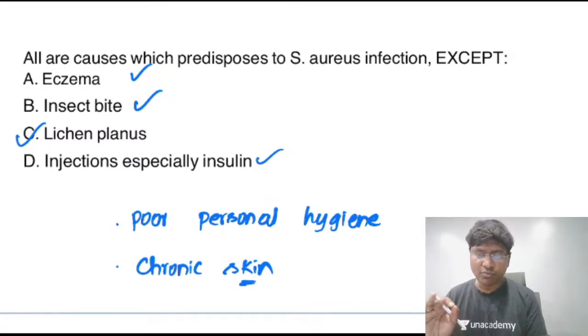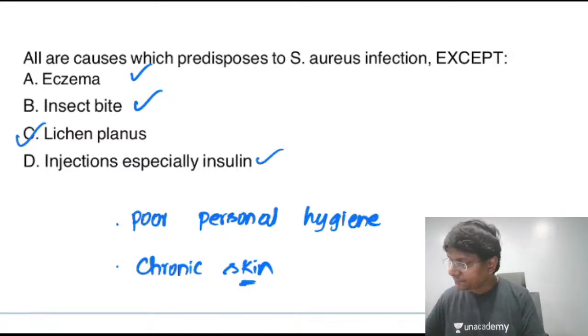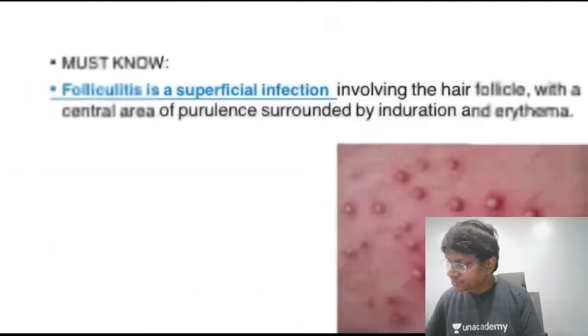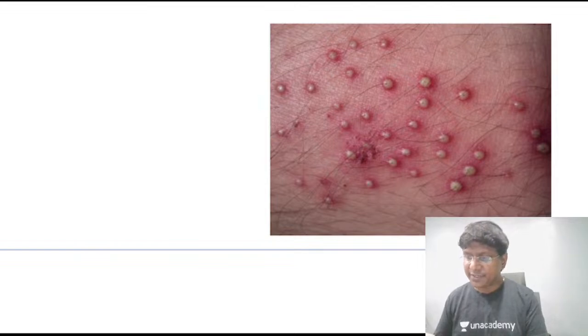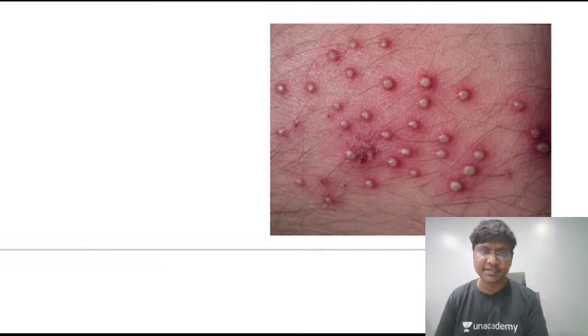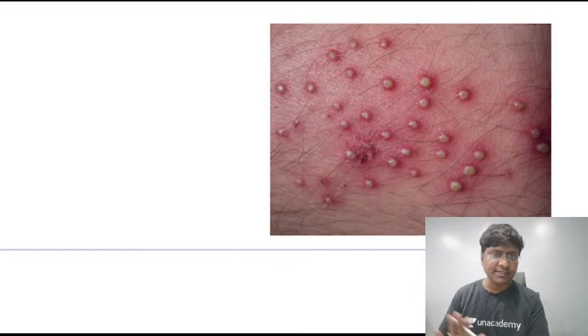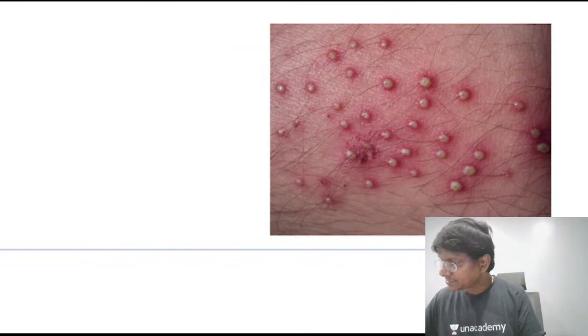infection. Now, one of the Staphylococcus aureus infection is the infection involving the hair follicle, where there can be development of the folliculitis. Okay, you see, this is the image of the folliculitis. Right, so folliculitis, it is a superficial infection involving the hair follicle with the central area of purulence surrounded by the induration as well as the erythema. Right, so this is one thing that you need to be very much aware of. Okay, next.